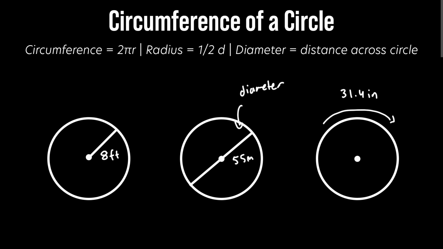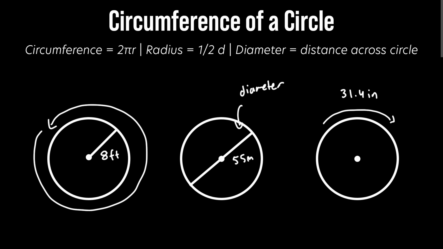Today we're going to learn about the circumference of a circle. The circumference of a circle is the distance around the entirety of a circle. So if we calculated the distance around this circle here, that would be its circumference. The equation for circumference is 2 pi r.